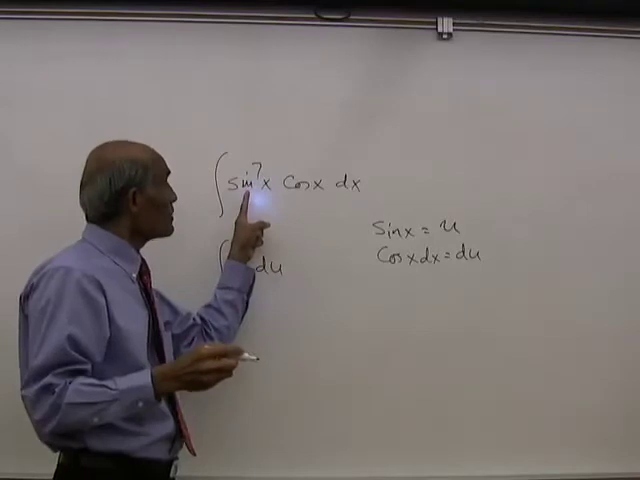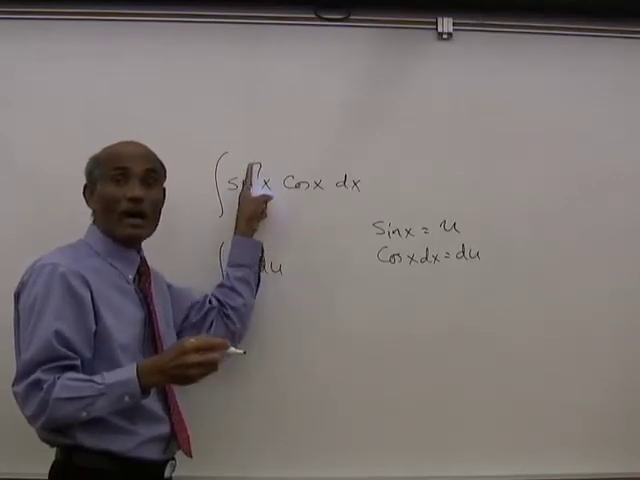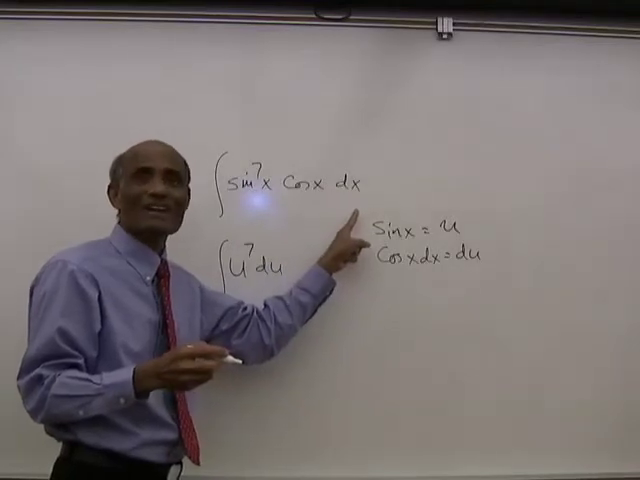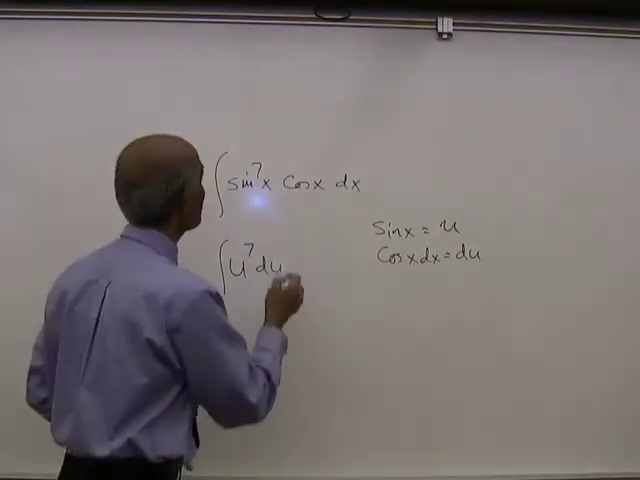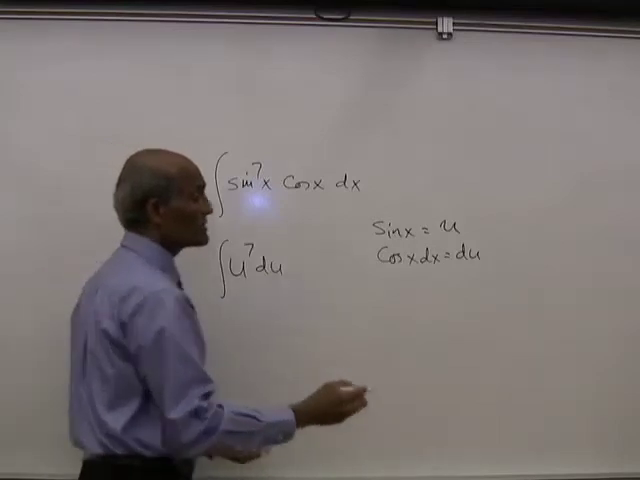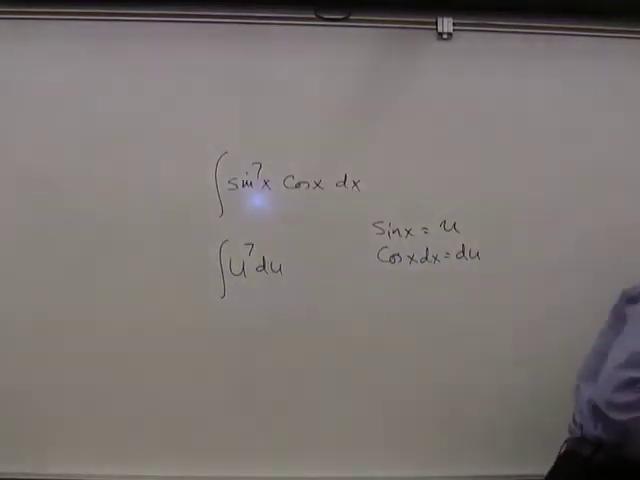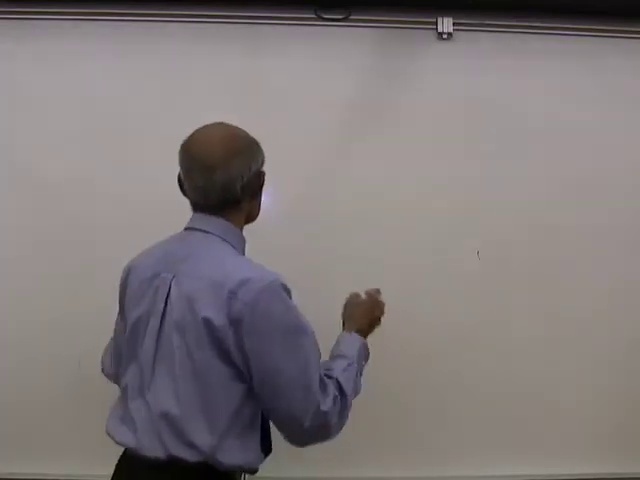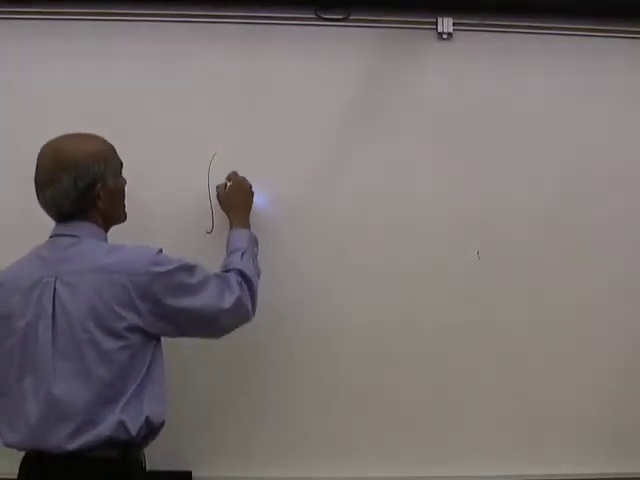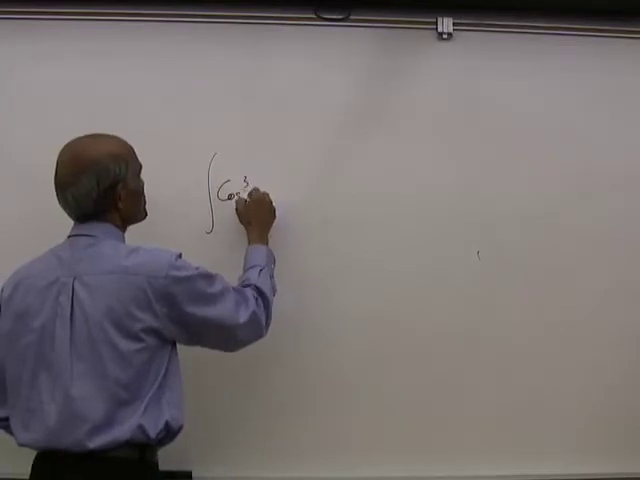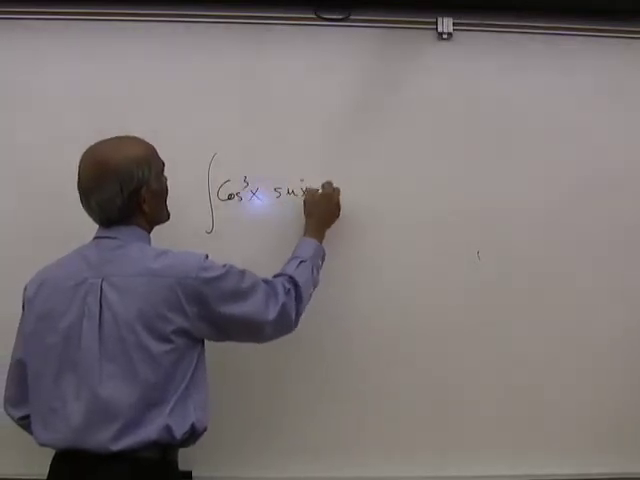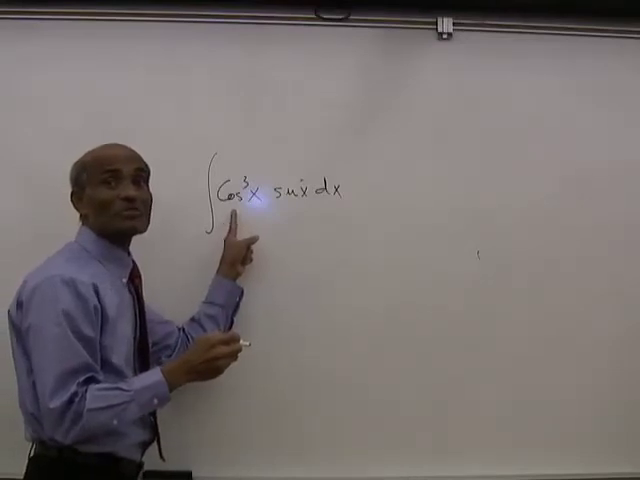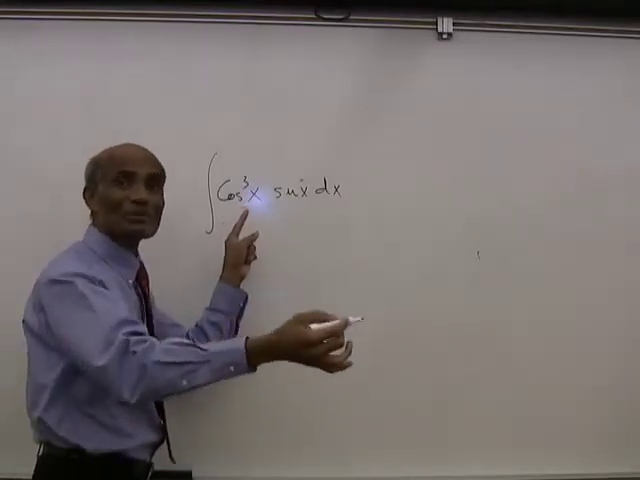Now that means in order to integrate a higher power of a sine function, you need a cosine along with it. In the same way, if I want to integrate a higher power of cosine, let's write down one such function. Integral of cos cube x sine x dx can be integrated by making a substitution, cos x equal to u.